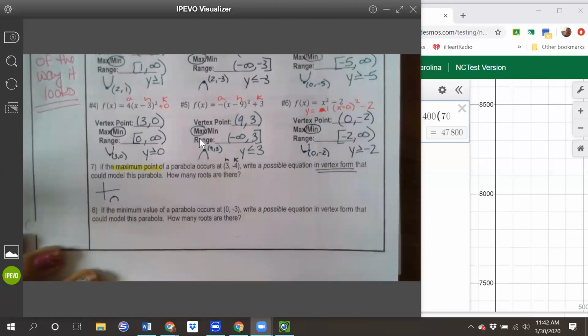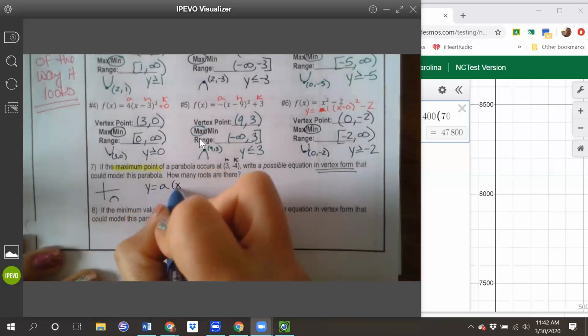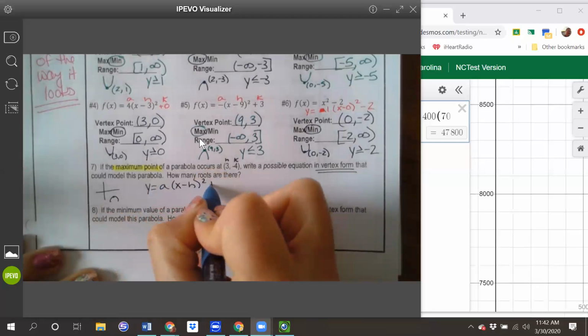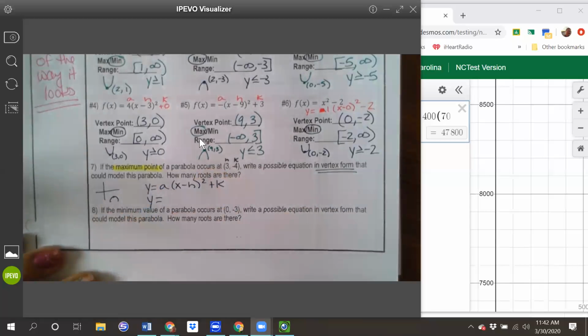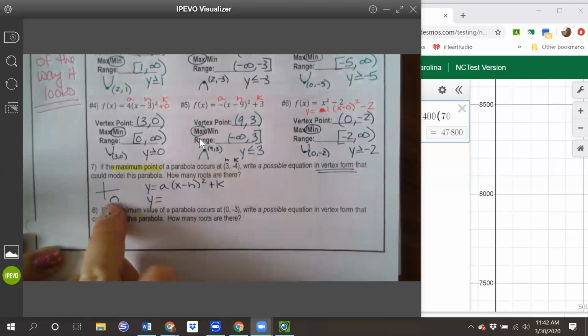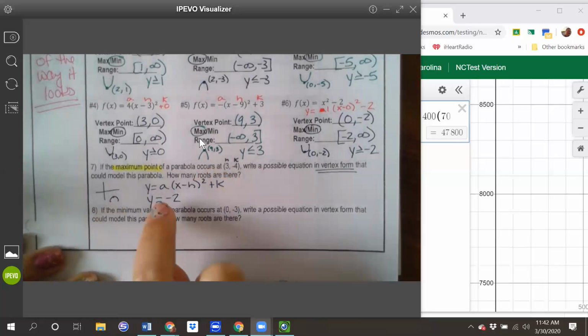How many roots are there? All right, so vertex form is this. A times x minus h, square it, plus k. So one possible equation might be, a has to be negative because it's a frown. So pick a negative number. I don't know, negative 2. That's good. It just has to be negative.